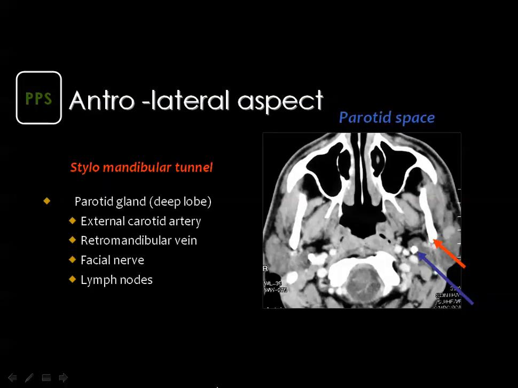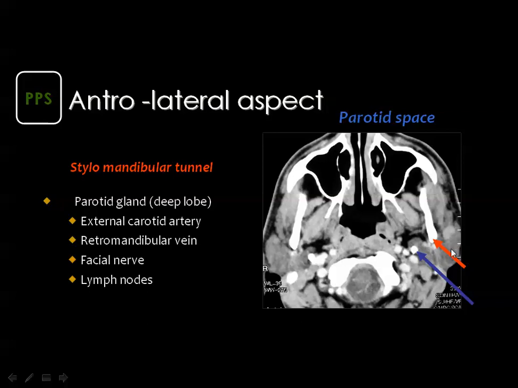Then we come to the parotid space. This is the ramus of the mandible, and the blue arrow points to the styloid process. The styloid process divides the space between the ramus of the mandible and the cervical spine into two compartments. This compartment is known as the stylomandibular tunnel, and this compartment is known as the retrostyloid space. The stylomandibular tunnel is the space between the ramus of the mandible and the styloid process. It contains mainly the deep lobe of the parotid gland.